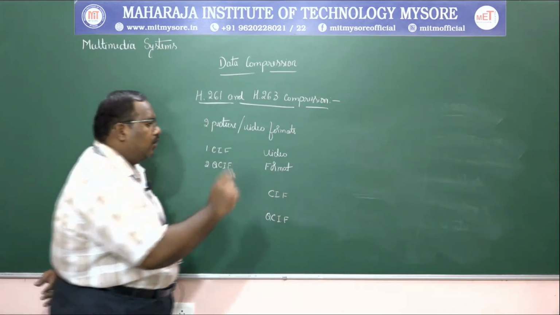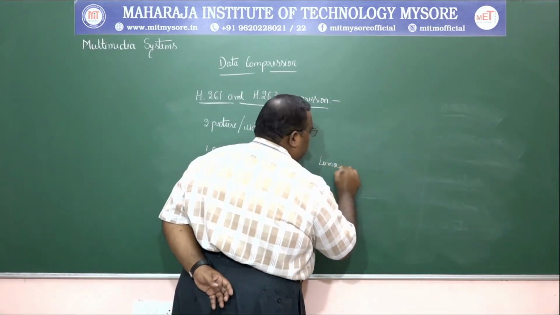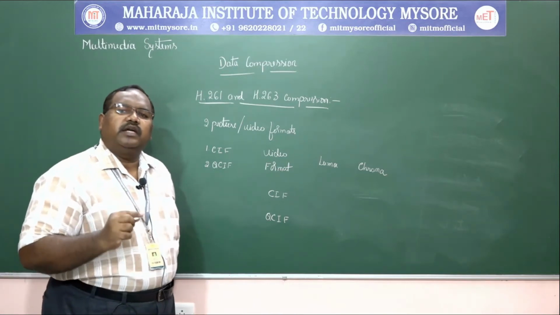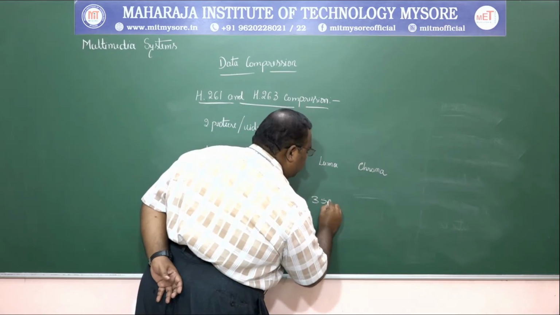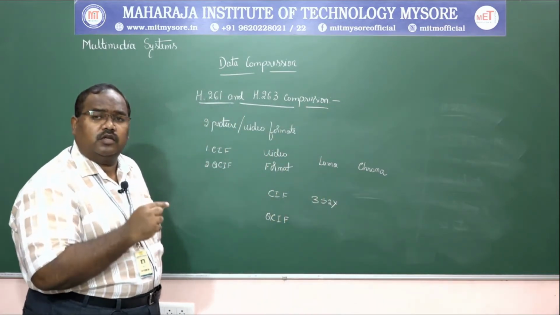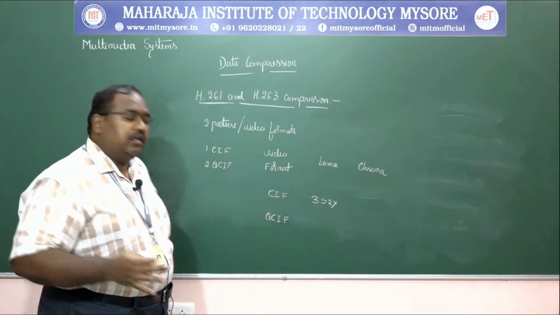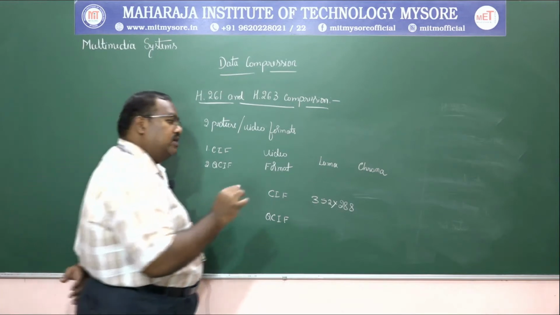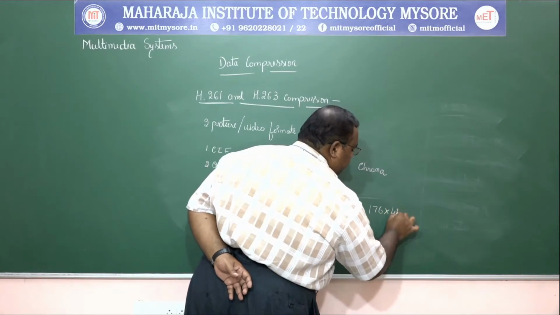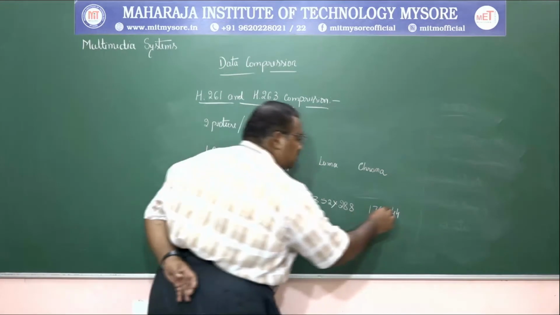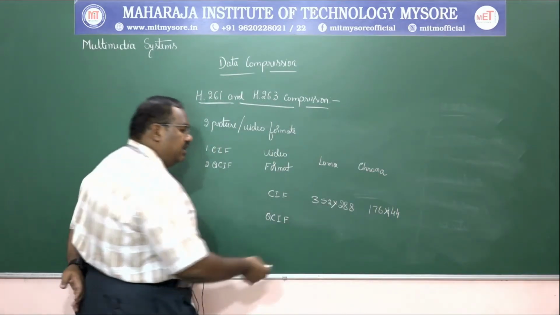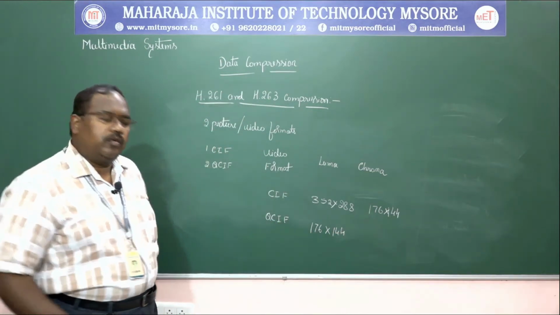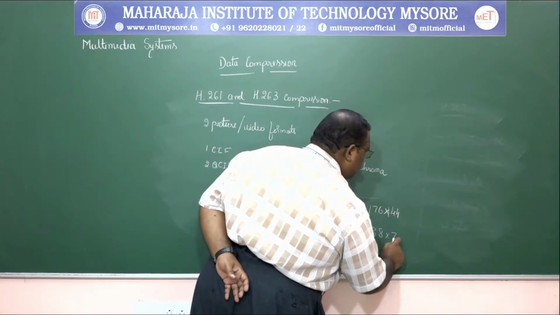The next parameter would be luma, and the second one is chroma. In CIF, the luma is 352 into 288, because here the resolution with respect to low bit rate is the matter. And the chroma here is 176 into 144. When we talk about QCIF, the luma is 176 into 144, whereas the chroma value is 88 into 72.